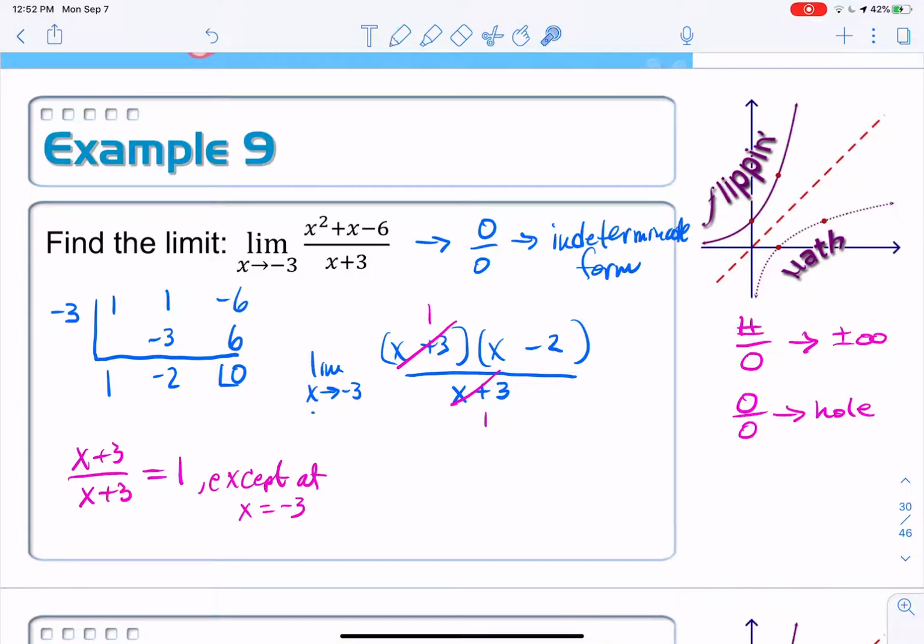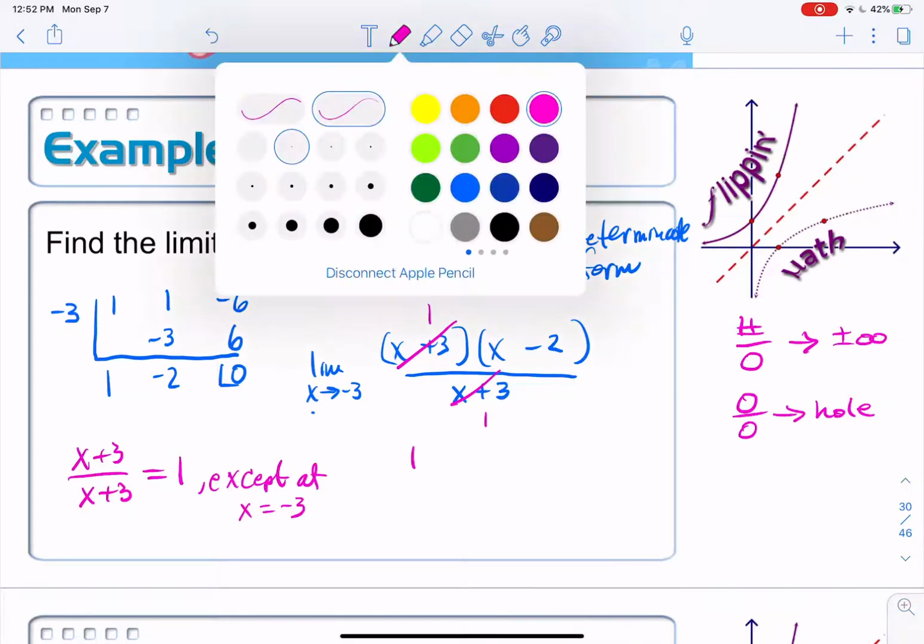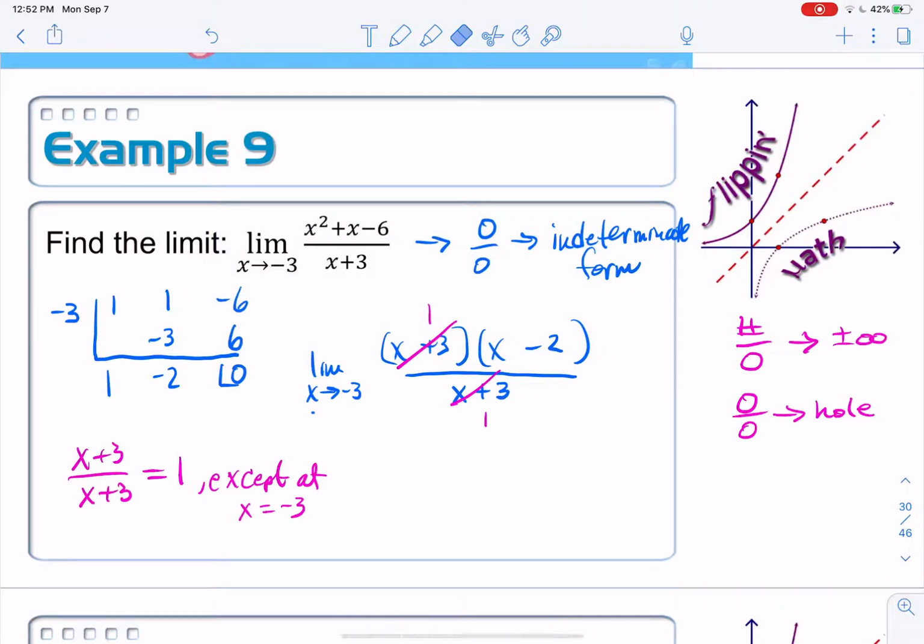Because if I stick in, let's say, for example, 7, 7 plus 3 is 10. I would have 10 divided by 10, which is 1. That works for every single value of x, except negative 3, because when I stick in negative 3 here, I'd have negative 3 plus 3, I'd have 0 divided by 0, which is our indeterminate form. Okay? So what this just did was give me an almost equivalent function.